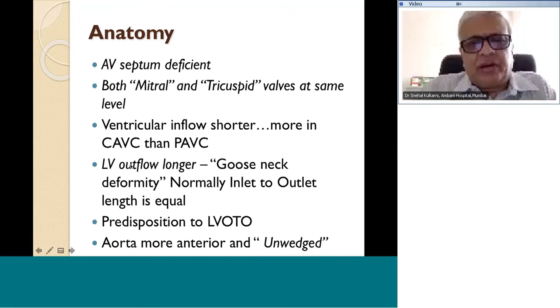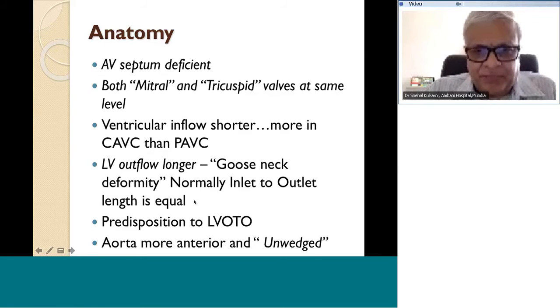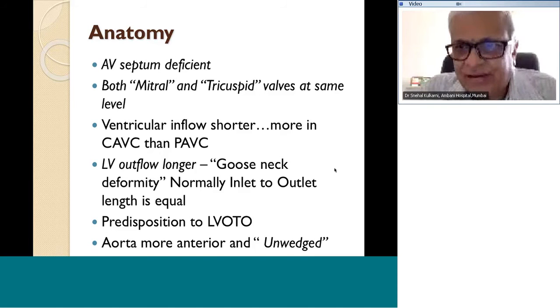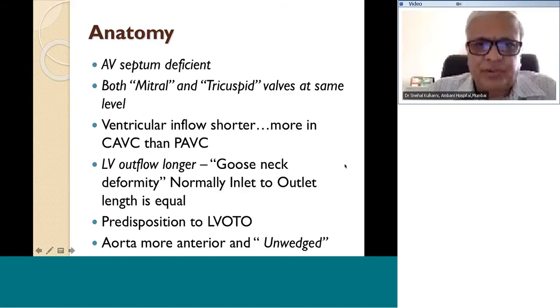So this will lead to a left ventricular outflow which is longer, giving rise to the classic gooseneck deformity, with a normal inlet to outlet ratio which is equal. There is also a predisposition to left ventricular outflow tract obstruction, and the aorta is more anterior and unwedged. A few diagrams will illustrate all these points.